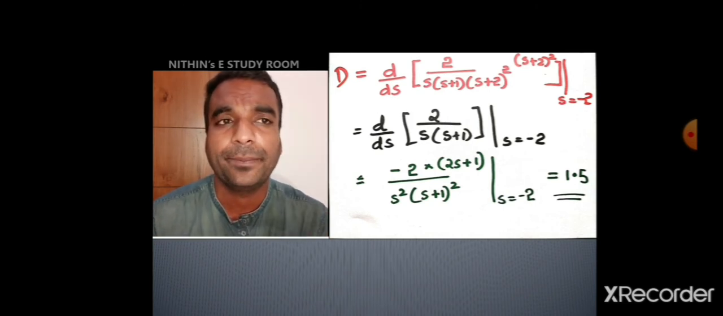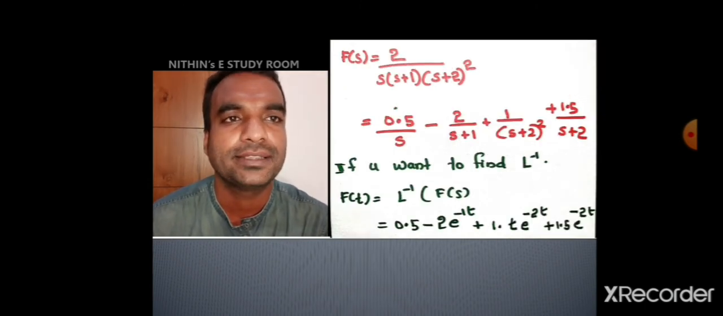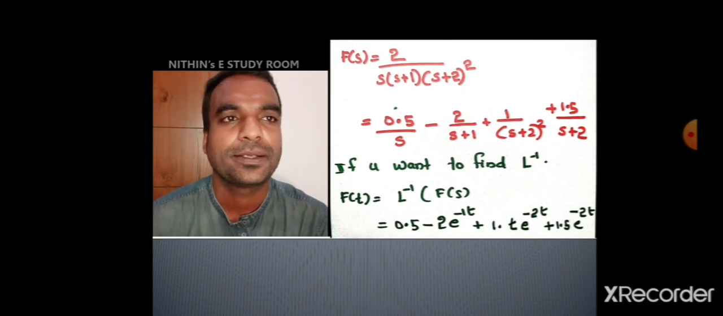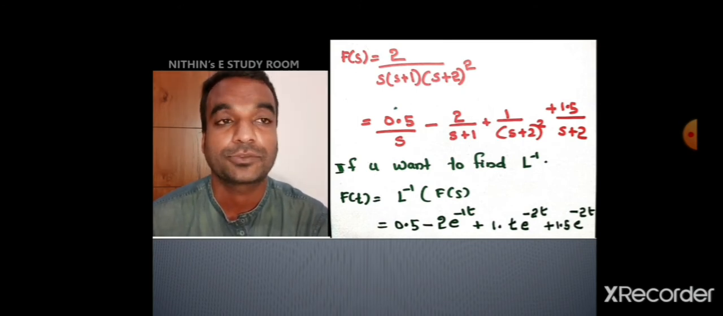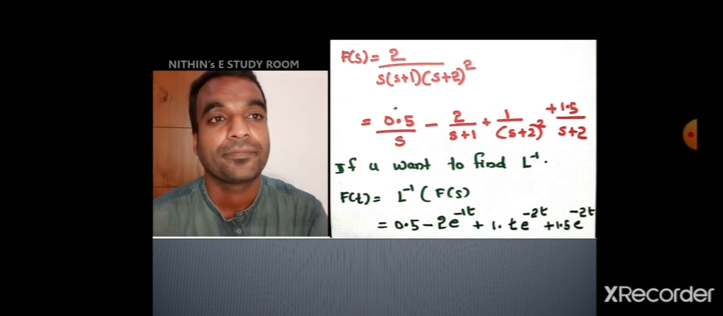So now you get A, B, C and D. So f of s is equal to 0.5 by s minus 2 by s plus 1 plus 1 by s plus 2 square plus 1.5 by s plus 2. I substituted A, B, C, D in the partial fraction expression.